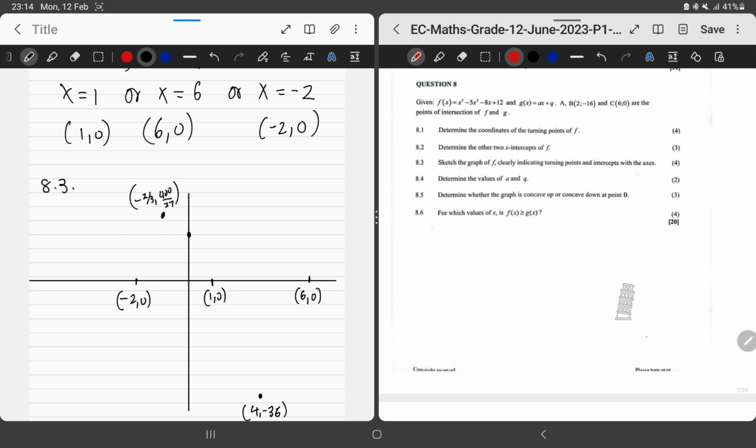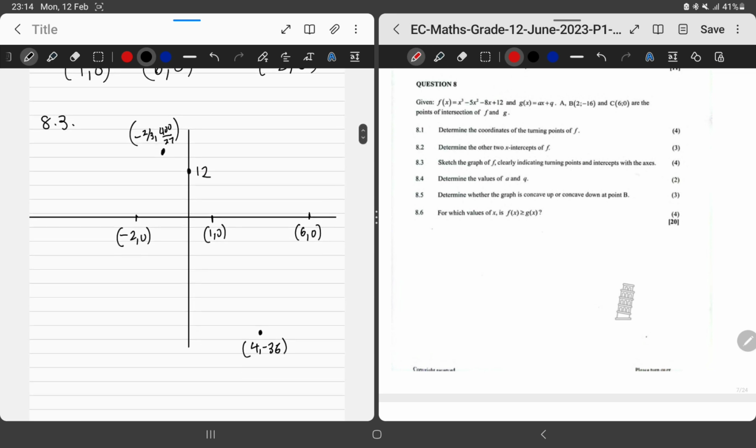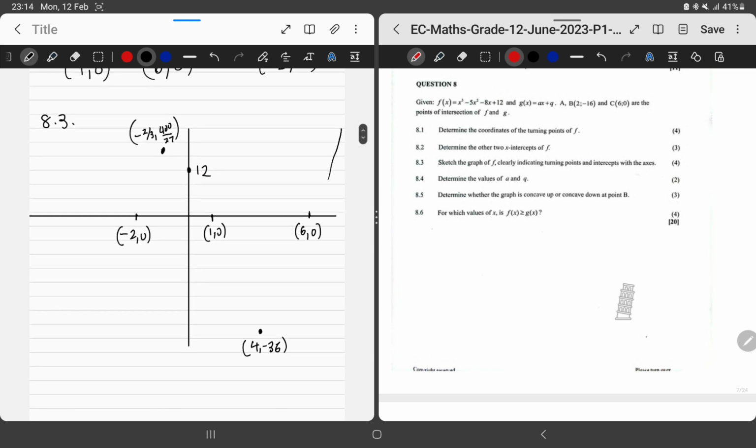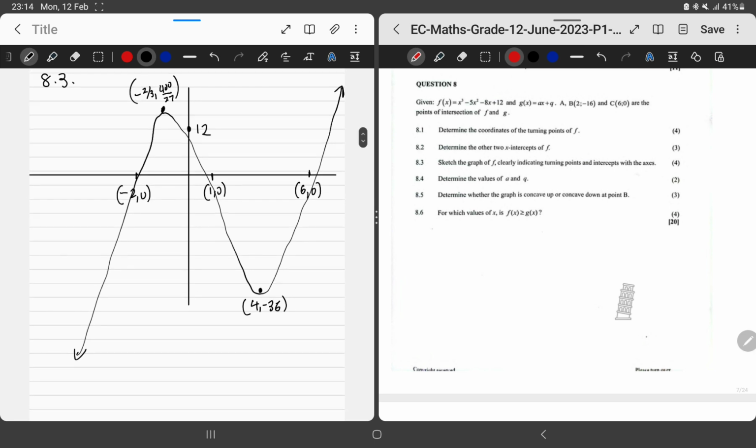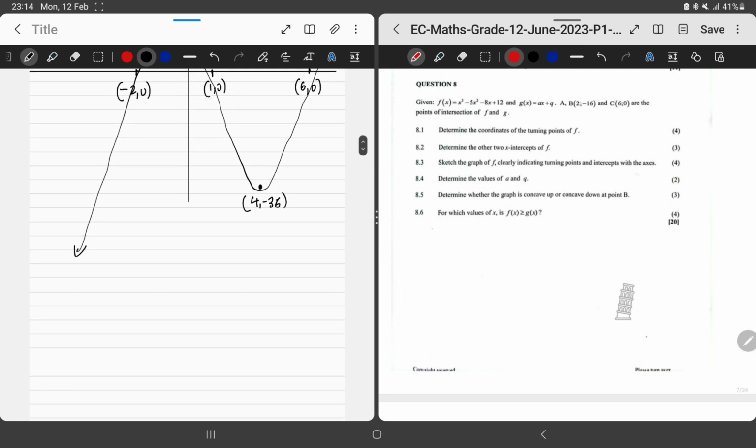And I know that the y-intercept is going to be 12. Then my graph will look something like that. That's my graph of f.